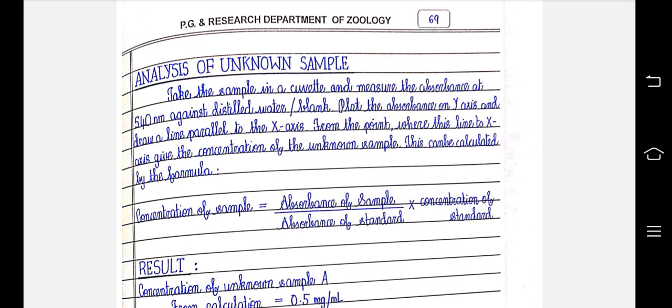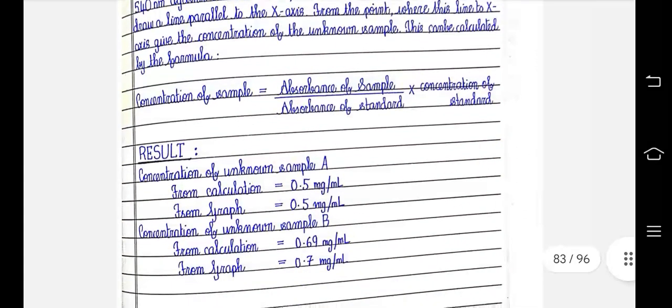into concentration of standard. Once again, take the sample in a cuvette and measure the absorbance at 540 nanometer against distilled water or blank. Plot the absorbance on y-axis and draw a line parallel to the x-axis from the point where the line meets the graph to give the concentration of the unknown sample. This can be calculated by the formula: concentration of sample is equal to absorbance of sample by absorbance of standard into concentration of standard. Result: concentration of unknown sample A from calculation and from graph, the same value was obtained.